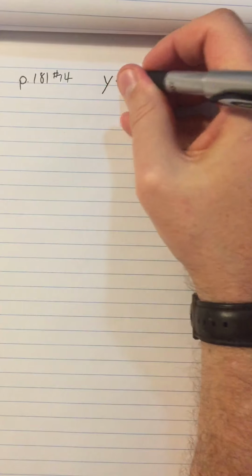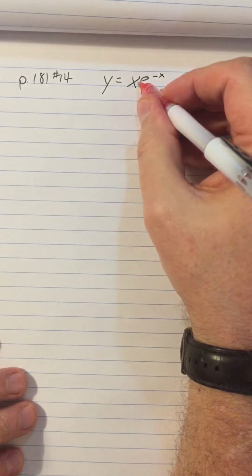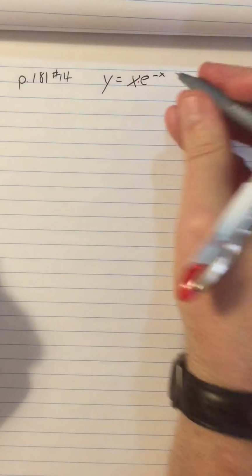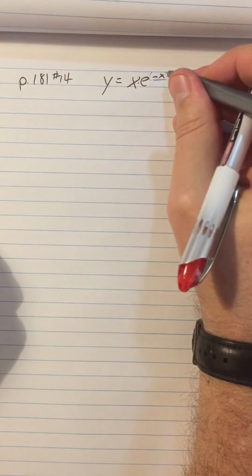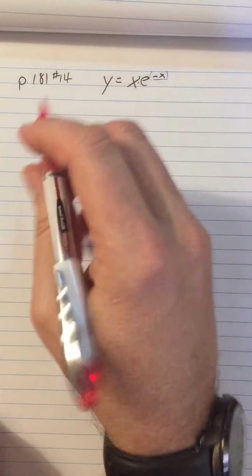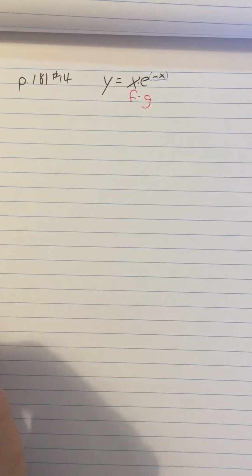Page 181, number 14. We have y equals x e to the negative x. What rule do you think we're going to use? This one's product rule because this is a product. But there's a chain rule within my product because that negative x is really like e to the negative x, and that negative x you can think of as being in parentheses. So our overarching rule is a product rule.